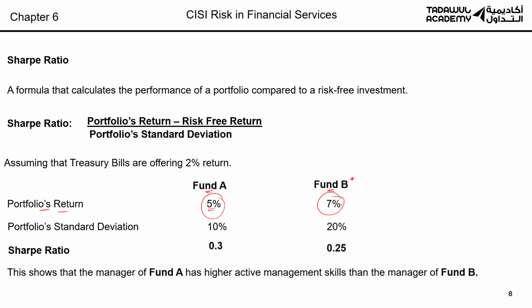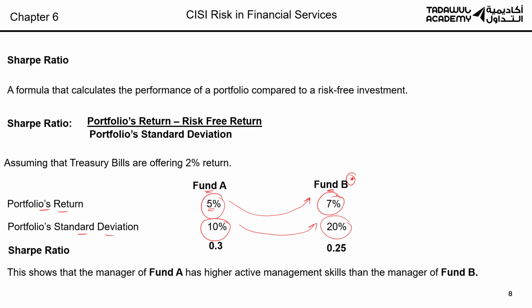How much risk are you taking when you are investing in these two funds? Mr. Sharpe uses standard deviation as the measurement of risk. In this case, Fund A has a 10% standard deviation, 10% risk. Fund B has a 20% risk. It means that Fund B is double the risk of Fund A. But did Fund B bring you double the return? No. Suddenly, Fund B doesn't look so special anymore.